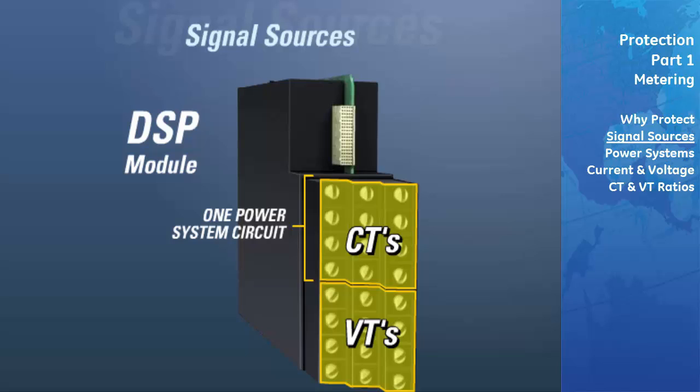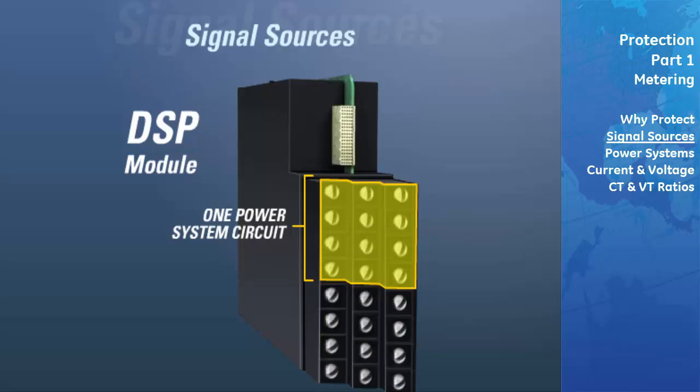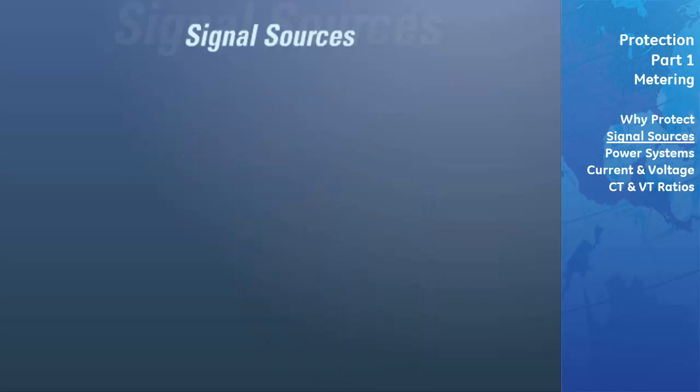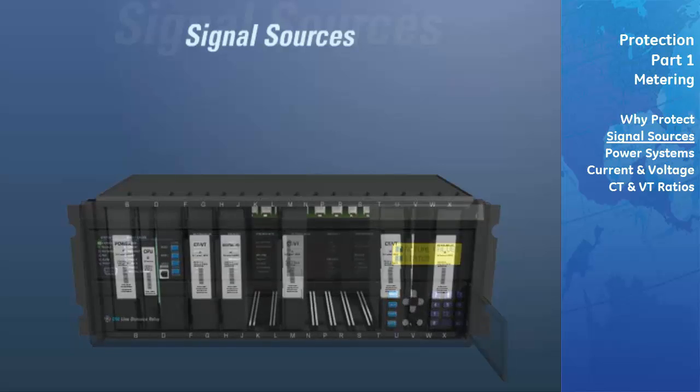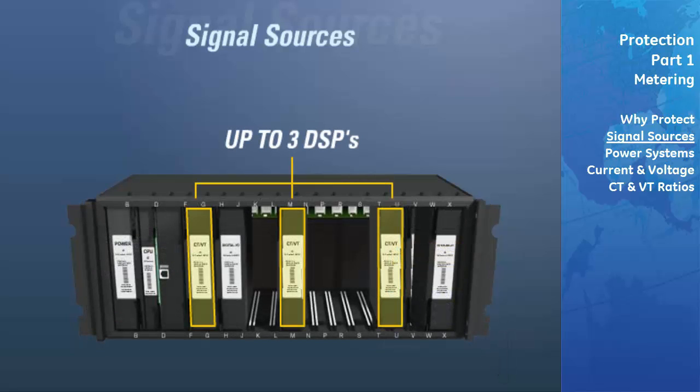The first row in a DSP group measures phase A. The second row measures phase B. And the third row measures phase C. When the group is used to meter current, the fourth row measures the ground current. When the group is used to measure voltage, the fourth input is used for measuring an auxiliary voltage that can be used for synchro checking. The UR allows up to 3 DSPs to be installed in one relay, each with 2 groups of inputs.